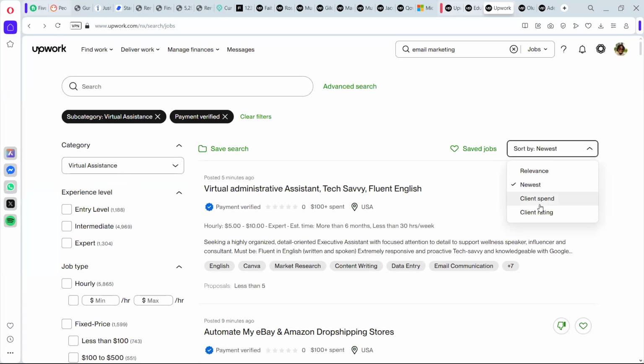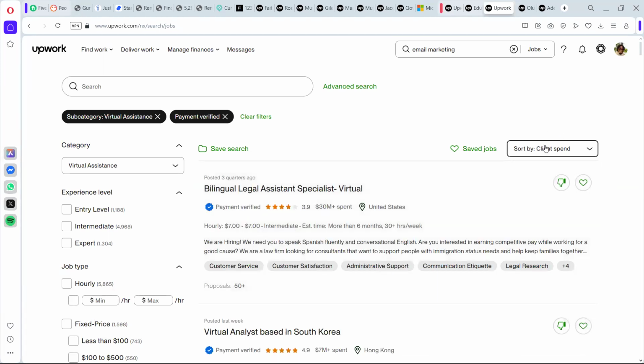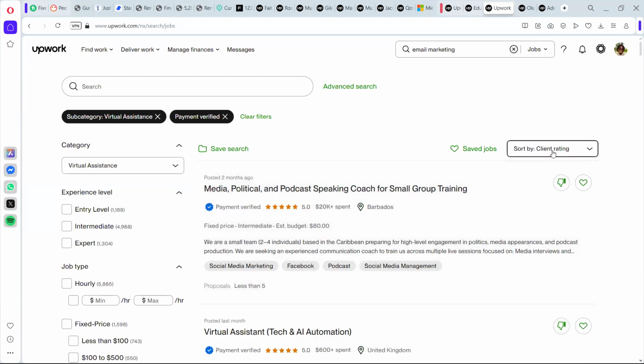You can also sort it. I don't know if you know that you can sort the way you see jobs in different ways. You can sort it by client rating, client spend, relevance. Most times by default, you see newest. I don't know if you guys noted that this is possible. So look at it, it's sorting jobs. Oh, this was posted a long time ago, but you can see this client has spent 30 million. So you can sort jobs by client spend, by client rating, and by relevance to you.